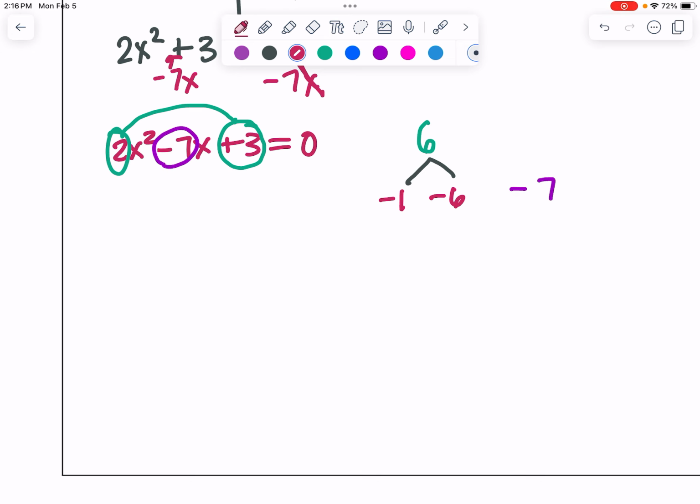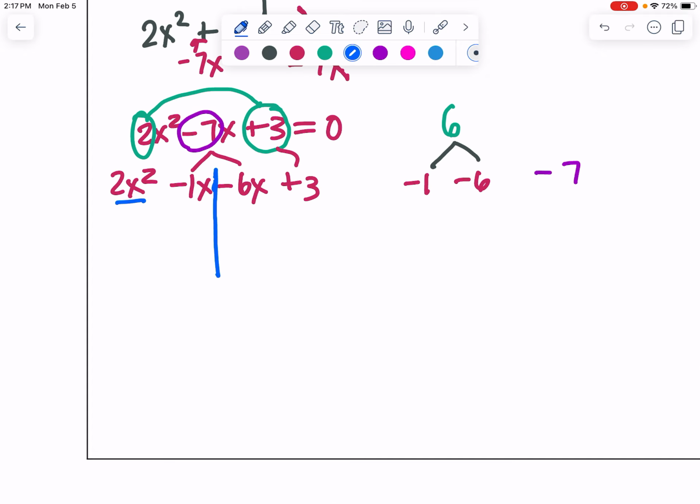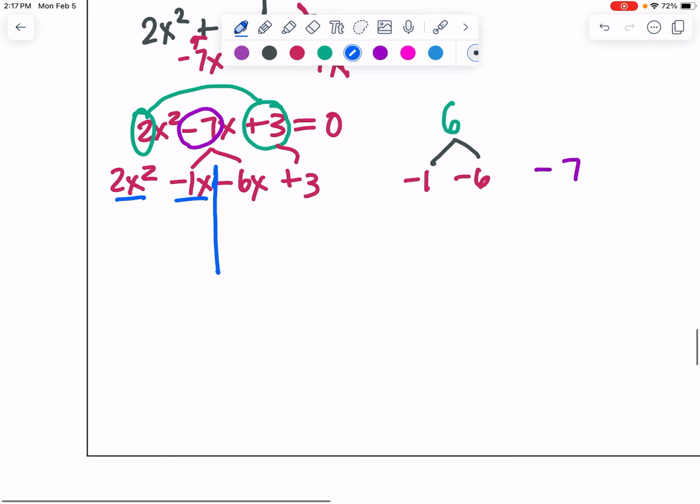And so what we do with those, oops, need that to go away. That's wrong. What we do with the -1 and -6 is split the middle term. So -7x, we're going to write it as -1x minus 6x. And then just bring down the +3, bring down the 2x squared. And then draw a line right down the middle. Don't chop off any signs. And then we're going to look for GCFs out of each pair 2 at a time.